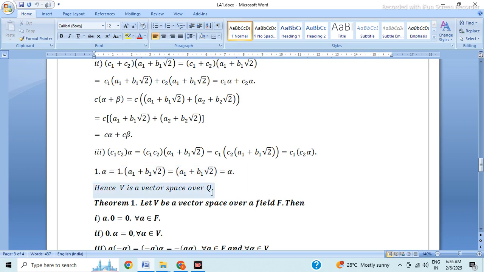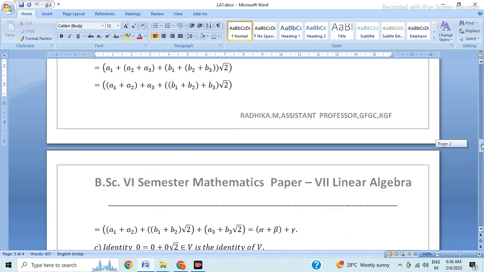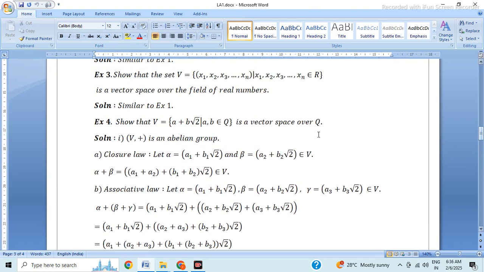Okay, we will just see what the conditions are. First one, we have that question, A plus B root 2. You should remember how to take the form of the elements. Then you should remember all the steps. Then I think all of you can prove that. Alpha, we take as A1 plus B1 root 2. Beta, we can take A2 plus B2 root 2. Gamma, we can take as A3 plus B3 root 2.